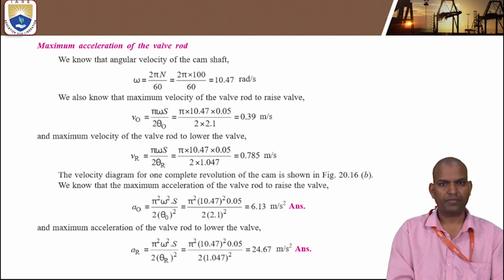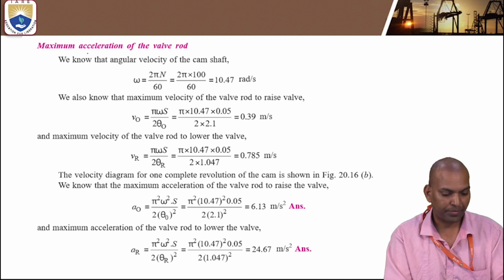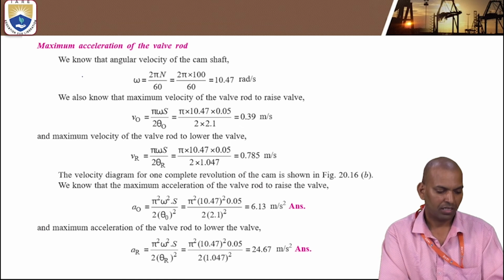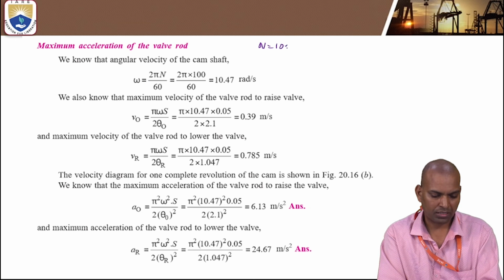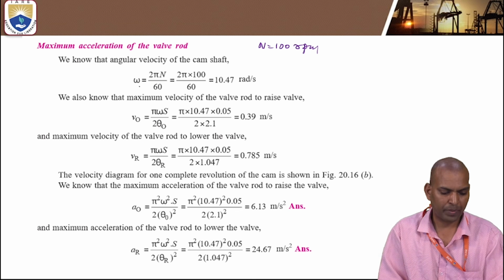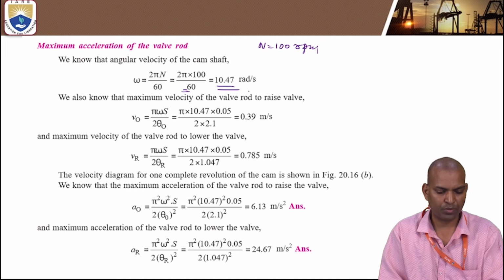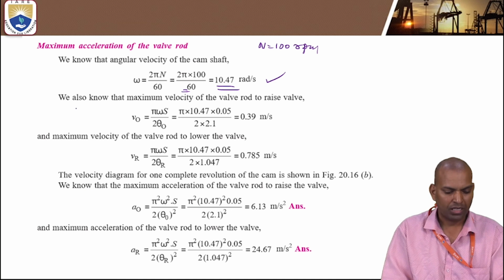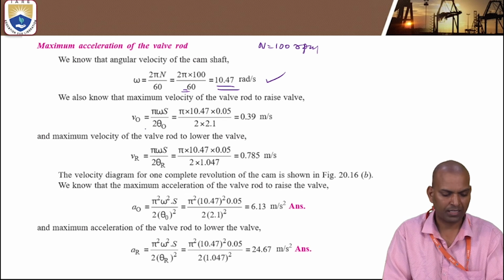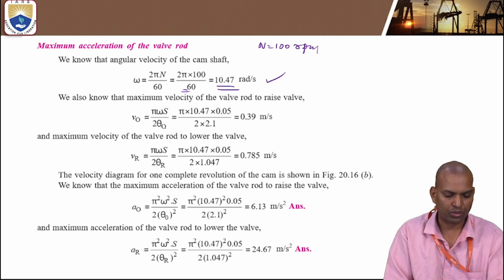Now here, very important is the maximum velocity and acceleration of the valve rod. The cam is rotating at n equal to 100 revolutions per minute. So omega equal to 2 pi n by 60, that is 2 pi times 100 by 60, which is 10.47 radians per second. For maximum velocity, the formula for SHM motion is pi omega s by 2 times theta o, where theta o is the outstroke angle.